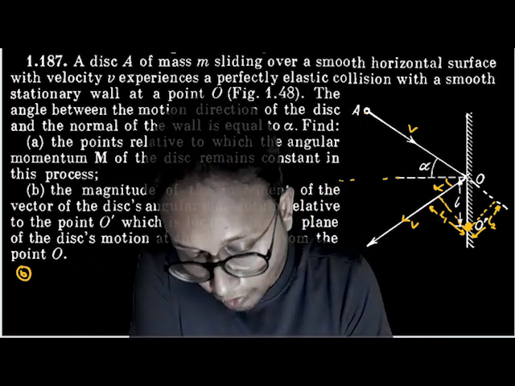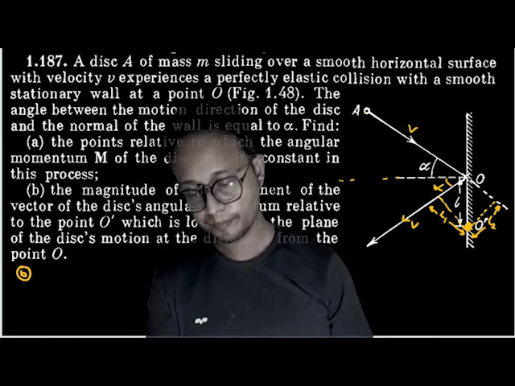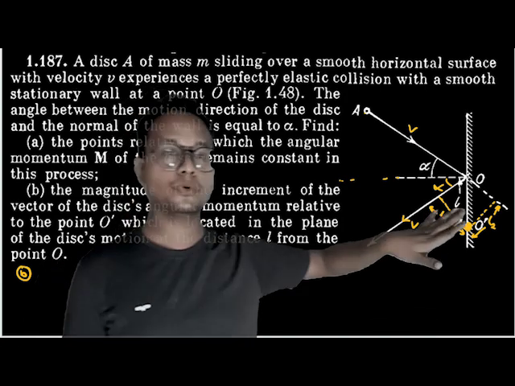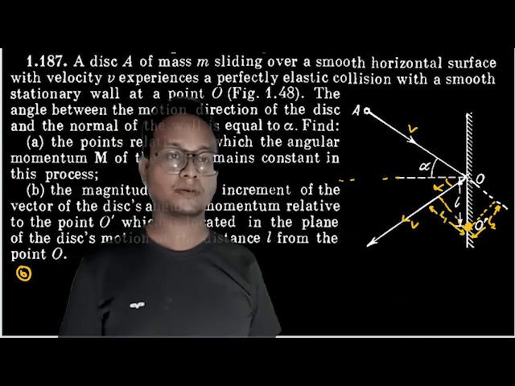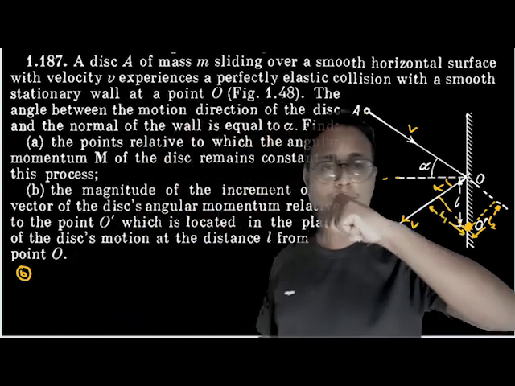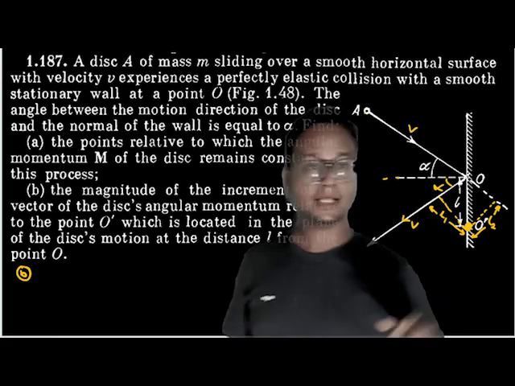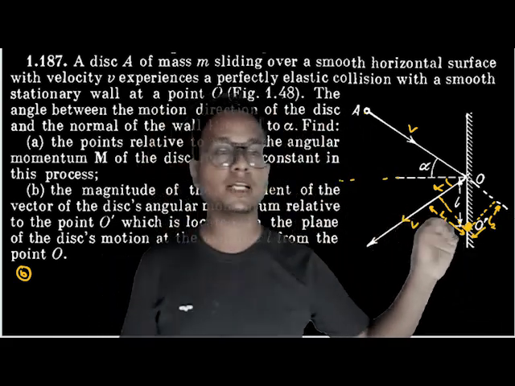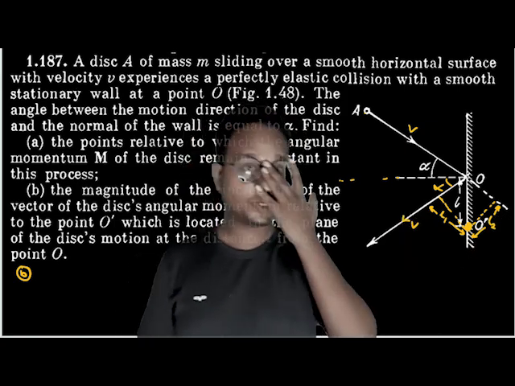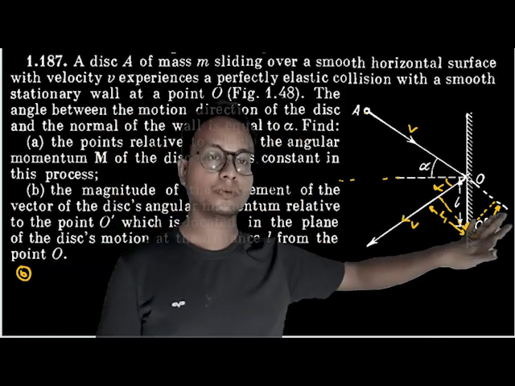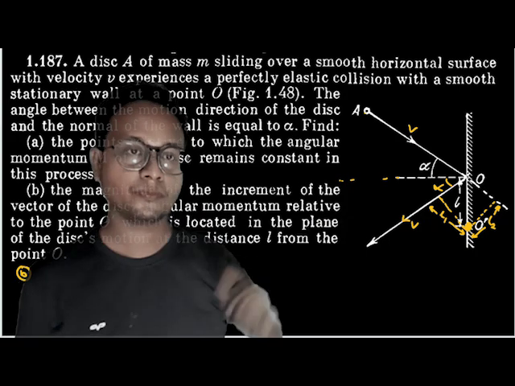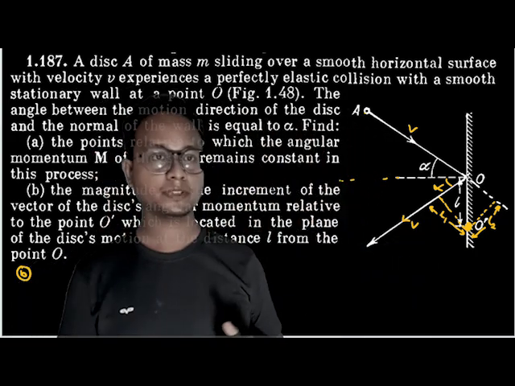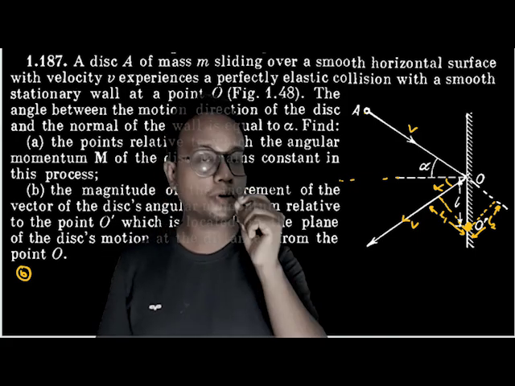Now if you observe properly, L2 cross V is in this direction, whereas L1 cross V is towards V. By symmetry, the magnitude of both angular momenta will be the same, because L1 is equal to L2. But observe the direction here. L2 cross V is towards you. L1 cross V is away from you. Understood? So the direction of angular momentum before collision and after collision are opposite.